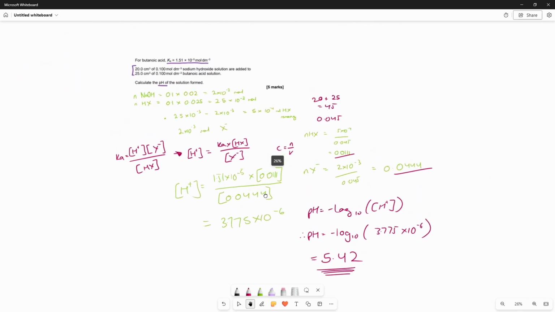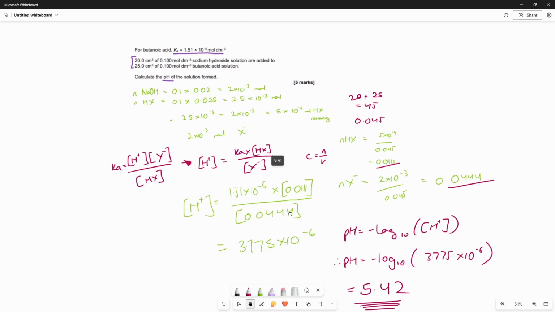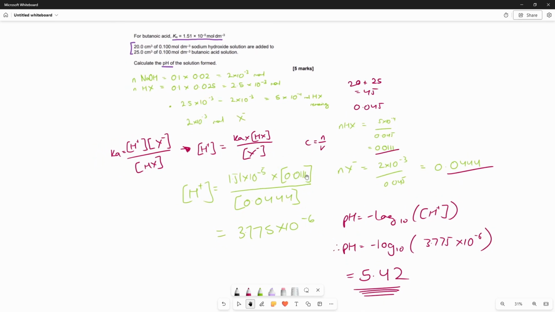I'm going to zoom out so you can see all of the working out. Take a screenshot if you want to look through it.